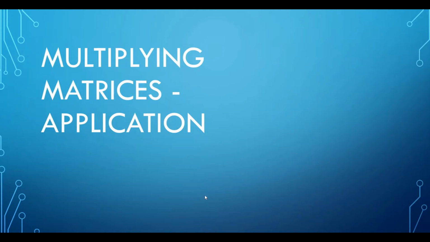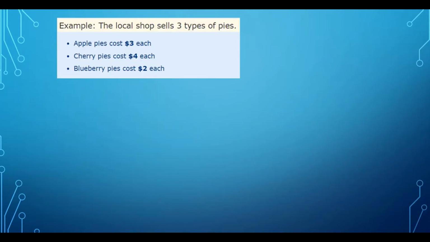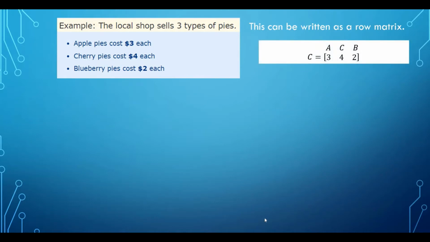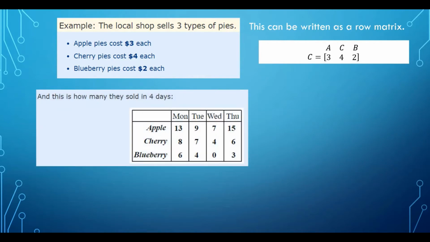In this video, we're going to look at applications of multiplying matrices with a couple of examples. Our first example has a shop that sells apple, cherry and blueberry pies for $3, $4 and $2 each. We can write this information as a row matrix. I'm going to call the matrix matrix C because it's the cost of the pies. And in it, we've got apple pies for $3, cherry pies for $4 and blueberry pies for $2 each.